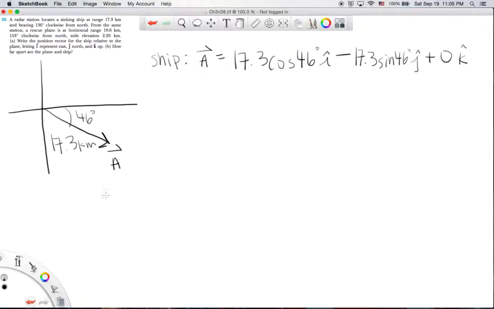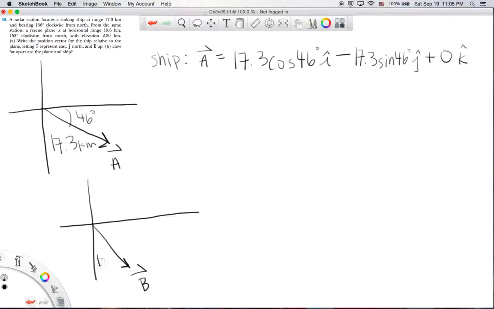For the plane, we'll still draw it in 2 dimensions, because since we're given that the elevation is 2.2, we know that the k component is going to be 2.2, and the k component doesn't affect i hat or j hat because when we do vector problems, we separate the components. So for the plane, it has horizontal range 19.6 kilometers, 153 degrees clockwise from north. So it'll be somewhere here. We can call this vector B.